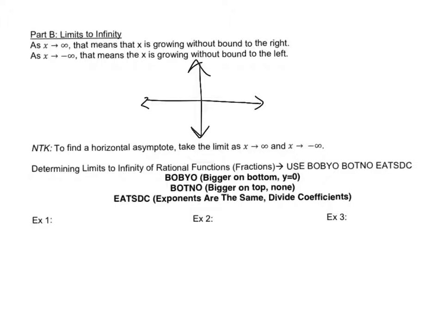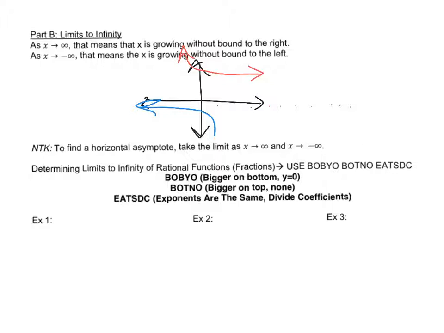Alright, part B is limits at infinity. First we talked about evaluating limits both analytically and graphically. Now I'm talking about infinity. As x approaches infinity, that means x is growing without bound to the right, because it's positive infinity. So for example, something like that. As x gets bigger, it's growing out to infinity. And as x approaches negative infinity, that would be something like that. As x grows out to the left, to the negative side, it's approaching negative infinity.